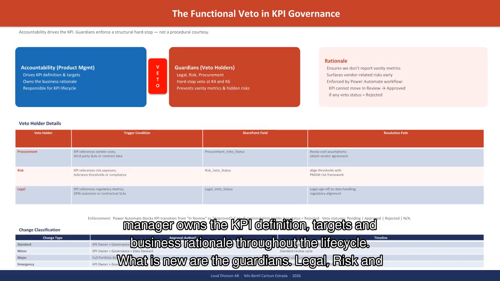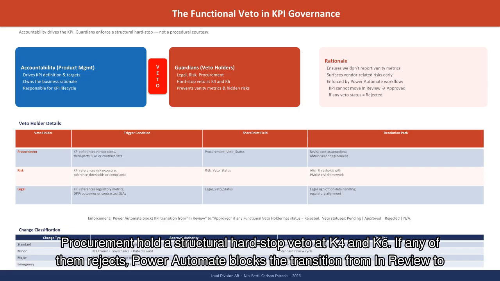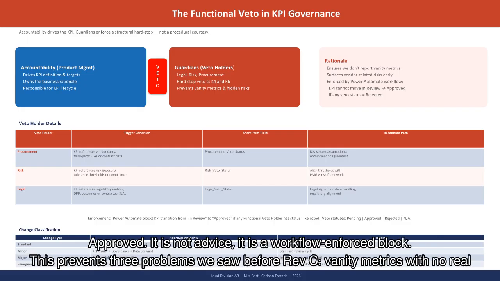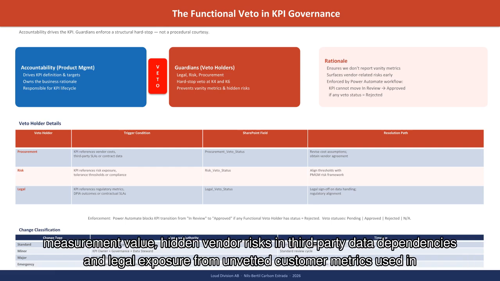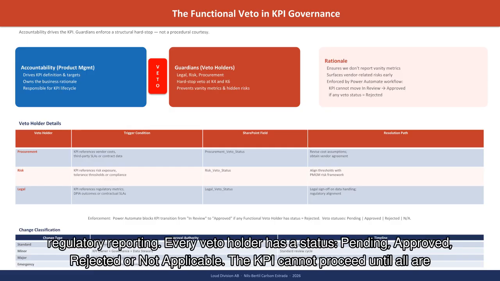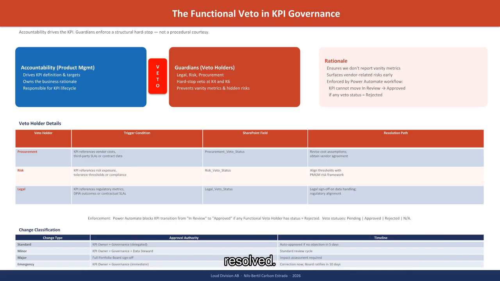What is new are the guardians. Legal, risk, and procurement hold a structural hard stop veto at K4 and K6. If any of them rejects, Power Automate blocks the transition from in review to approved. It is not advice, it is a workflow-enforced block. This prevents 3 problems we saw before Rev C: vanity metrics with no real measurement value, hidden vendor risks in third-party data dependencies, and legal exposure from unvetted customer metrics used in regulatory reporting. Every veto holder has a status: pending, approved, rejected, or not applicable. The KPI cannot proceed until all are resolved.